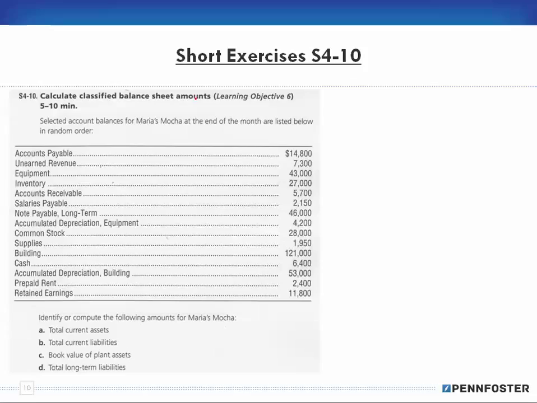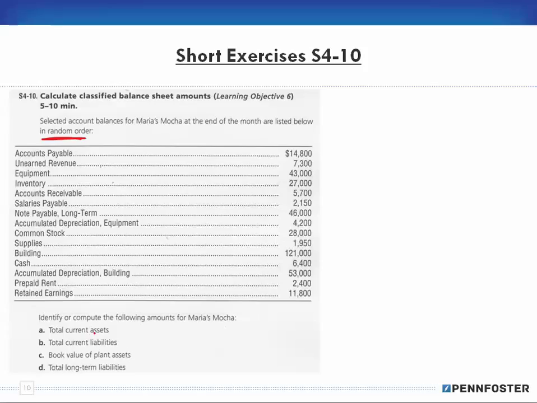calculate the classified balance sheet amounts. All right. So we have select account balances at the end of the month, and they're listed in random order. Even though these are accounts and their balances, which would be a trial balance, they're not in the correct order. So we're going to have to hunt and pick for the information that we need. It says identify or compute the following amounts for Maria's Mocha. A is going to be our total current assets.